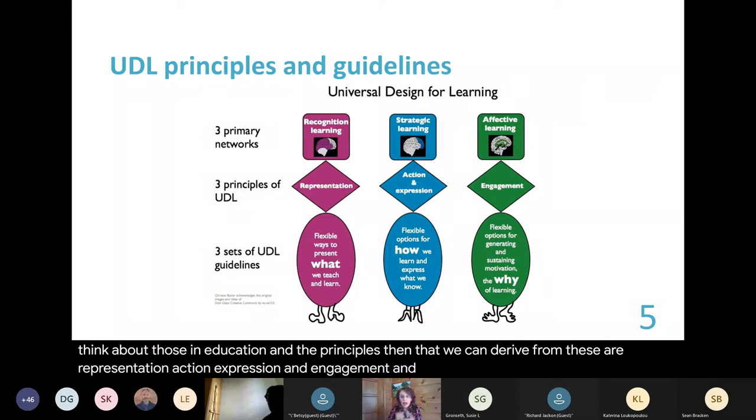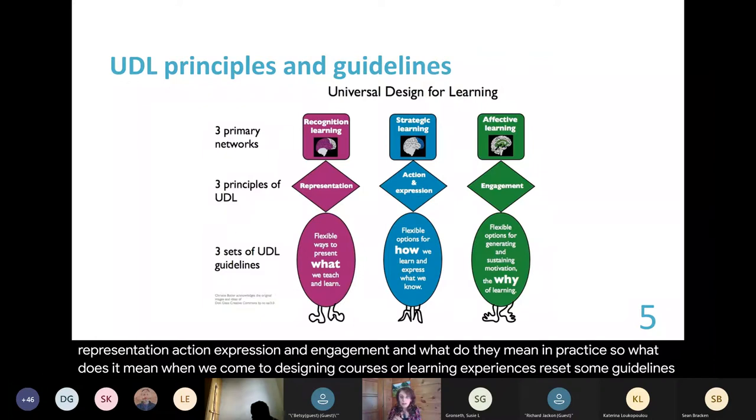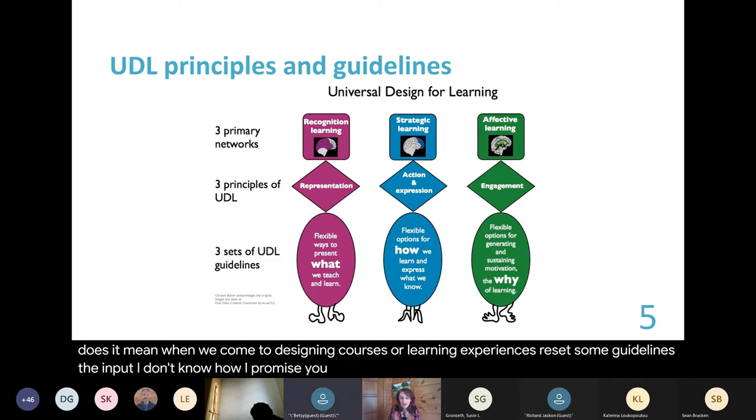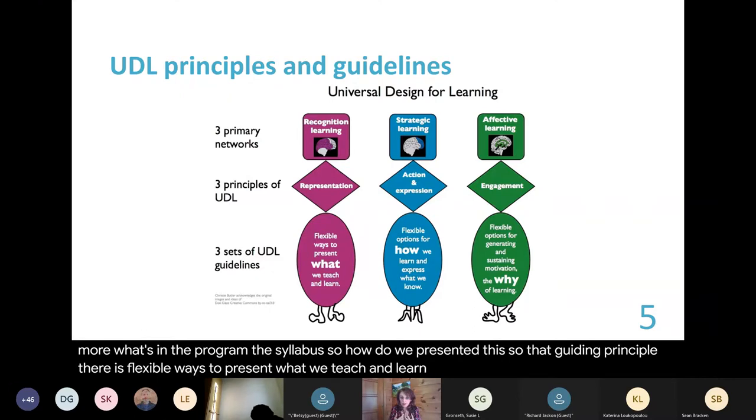And what do they mean in practice? What does it mean when we come to designing courses or learning experiences? Well, the guidelines, which are written at the bottom here, the three sets of UDL guidelines, for representation, it's about the what of learning. For example, the content, the input, or what the learners are supposed to learn, or what's in the program, the syllabus. So how do we present this? The guiding principle there is flexible ways to present what we teach and learn. So it's not just one way, but many different ways and flexible.